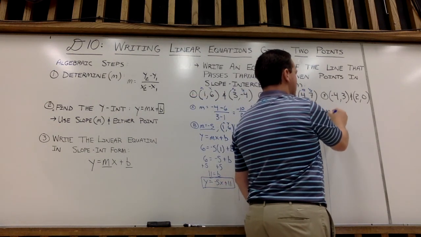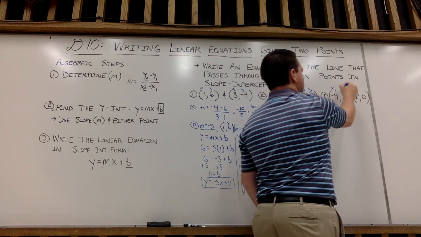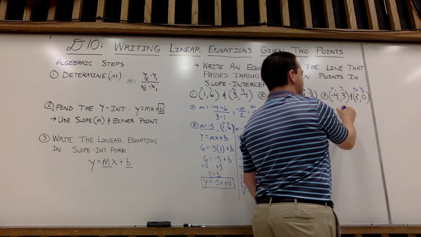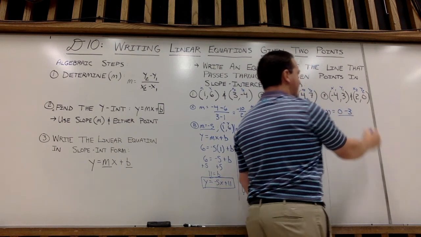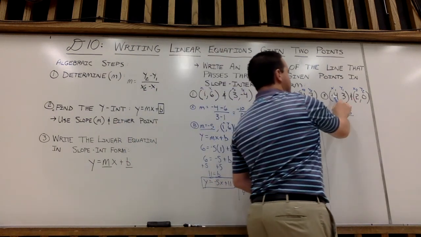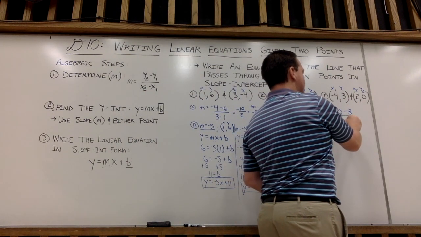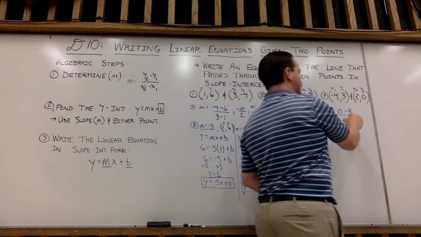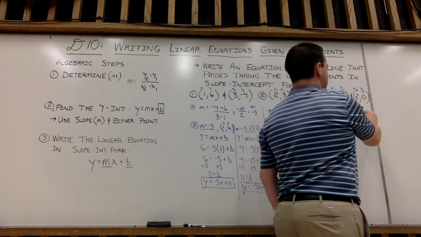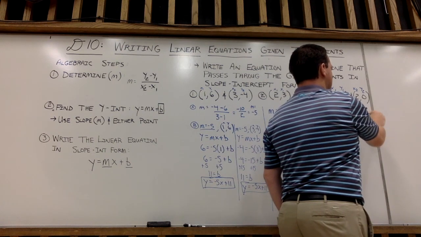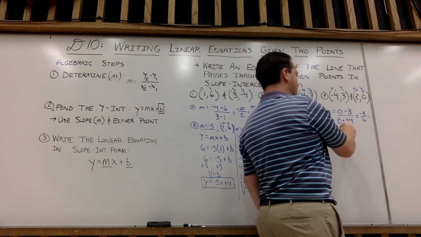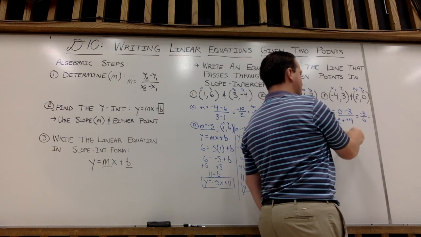All right, slope. If it helps you, x1, y1, x2, y2. So I'm going to go 0 minus 3 over, careful, x2 minus x1 is 2 minus negative 4. So that's going to turn into 2 plus 4. You knew that. So 0 minus 3 is negative 3, 2 plus 4, 6. So m, the slope, is going to reduce to negative 1/2.